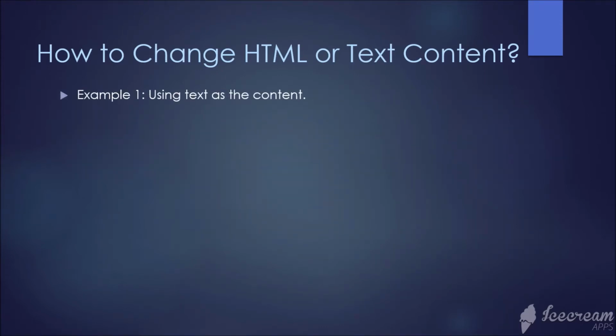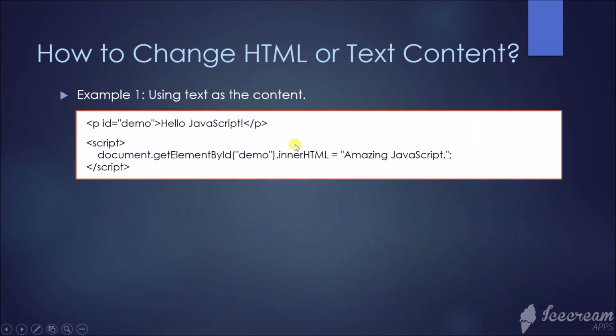Okay, so we have first our example number 1, using text as the content. So ito yung code natin. We use the paragraph element here with an ID attribute of demo. Then yung JavaScript code natin. So in this part, we set a text content. Okay?